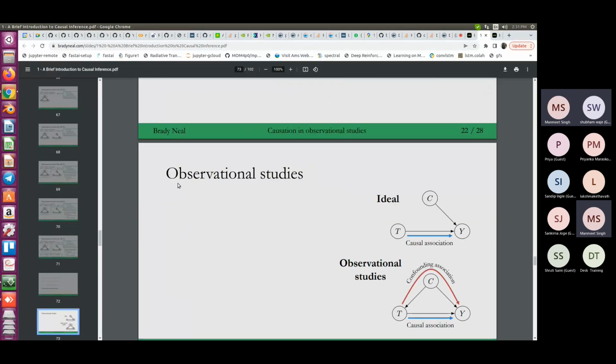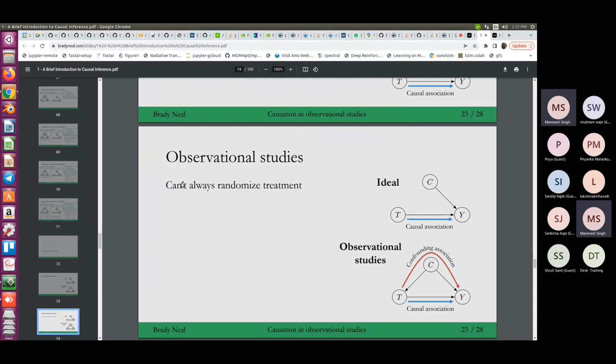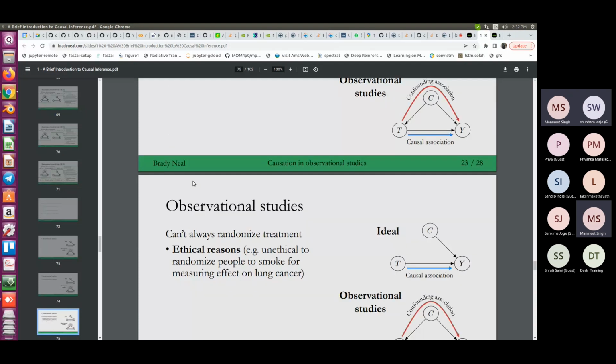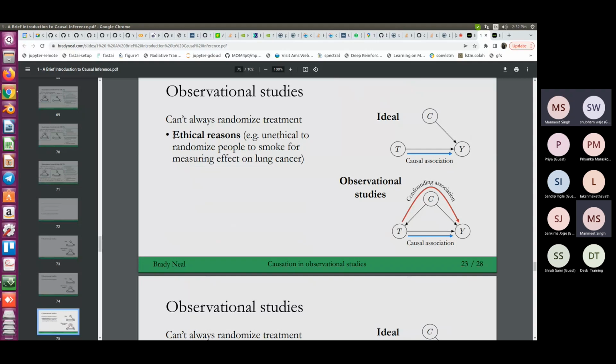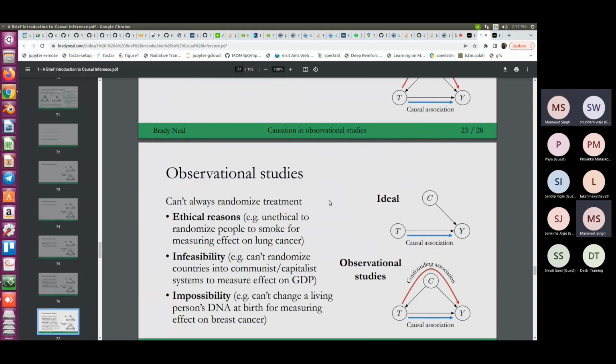Okay. And in observational studies, this is something which is very useful. For our field, people who are using models, but basically extending the scope of your observational analysis, you can try to understand causality from your data. Ethical reasons won't come for our case because we are not using any humans for our experiments. However, we might face this factor of infeasibility, that is, can't randomize countries into communist or capitalist systems to measure effect on GDP. I mean, it would depend upon some or the other factor. So you cannot isolate the potential outcome from the treatment.